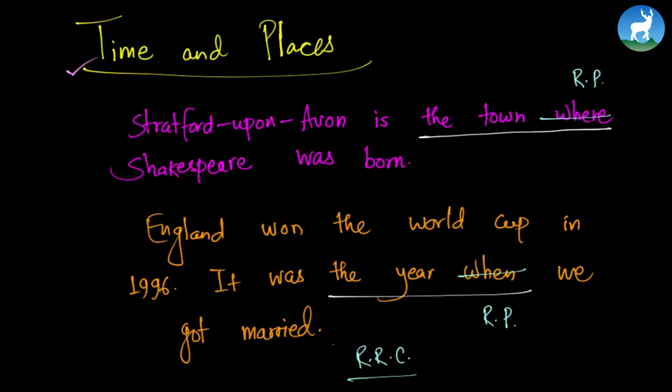Like I said earlier, reduced relative clauses are better because they are uncluttered. They do not have unnecessary words, meaning they do not have unnecessary relative pronouns. Correct? That's why writers prefer writing in reduced relative clauses. They don't write something like it was the year when we got married. They simply write it was the year we got married. The basic rule of writing is your writing has to be uncluttered.